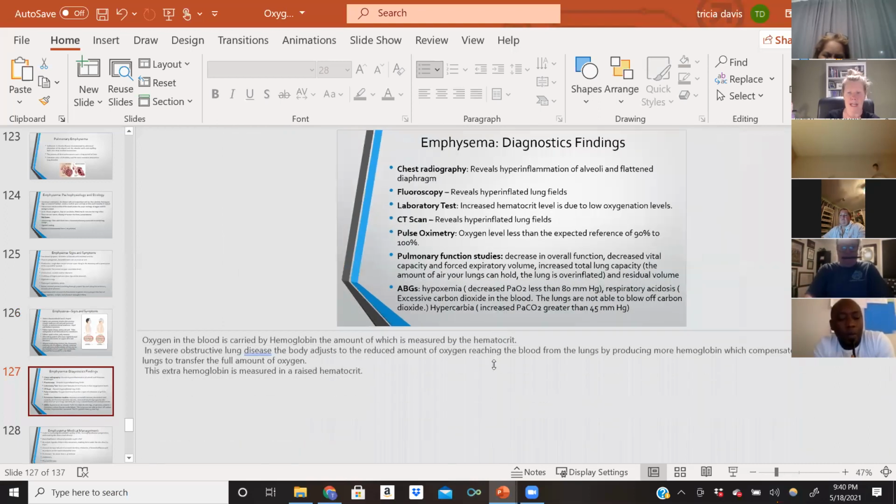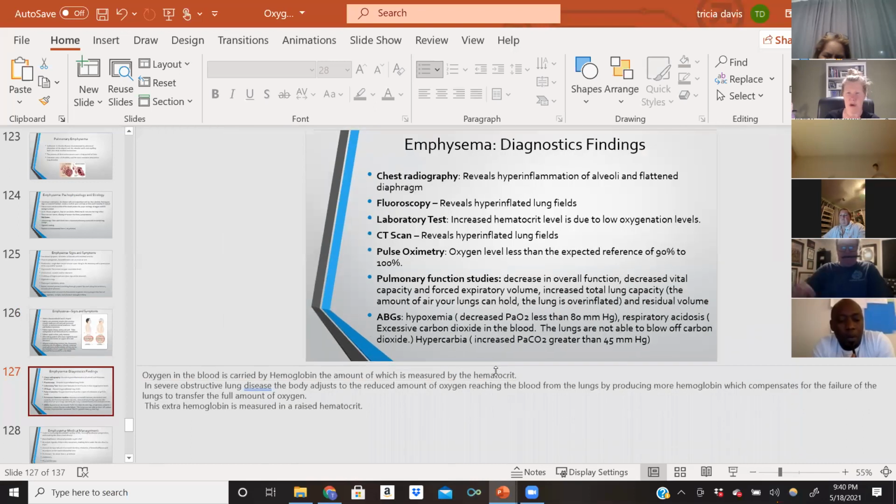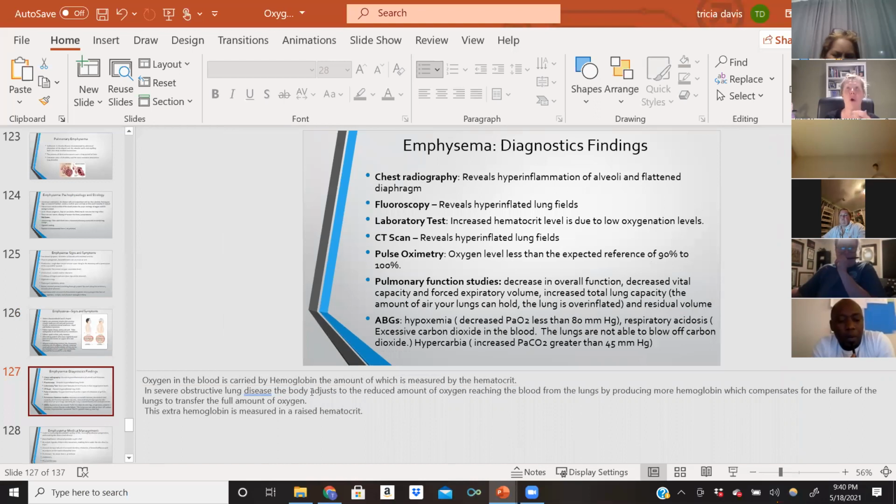I put it down here in the notes for you guys to refer back to. So oxygen in the blood, we know that it's carried by hemoglobin, which we measure by hematocrit. So when we have patients that have severe cases of obstructive lung disease, the body adjusts to that reduced amount of oxygen that reaches the blood from the lungs, producing more hemoglobin, which compensates for the failure in the lungs to transfer the full amount of oxygen. So what we see is increased hemoglobin in these patients, but it's related to the low levels of oxygen. So I put that in the notes for you.